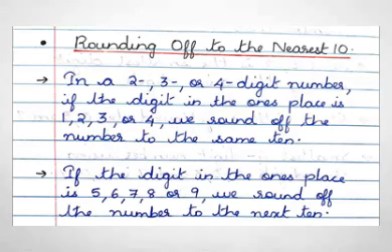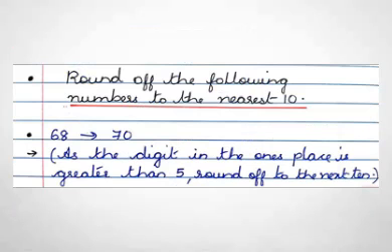In a 2, 3 or 4 digit number, if the digit in the ones place is 1, 2, 3 or 4, we round off the number to the same 10. If the digit in the ones place is 5, 6, 7, 8 or 9, we round off the number to the next 10. Let's see few examples.